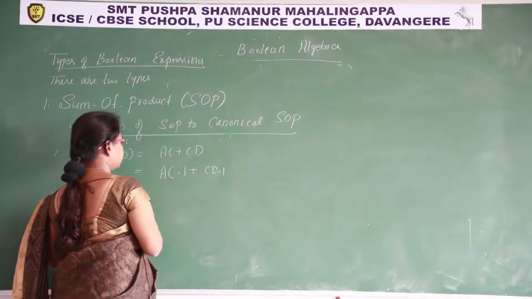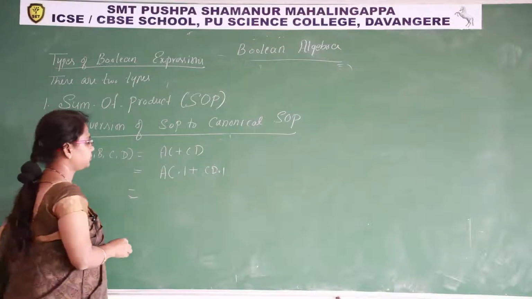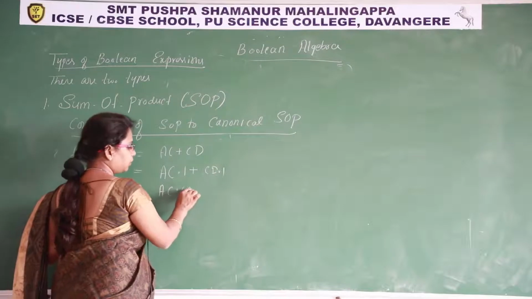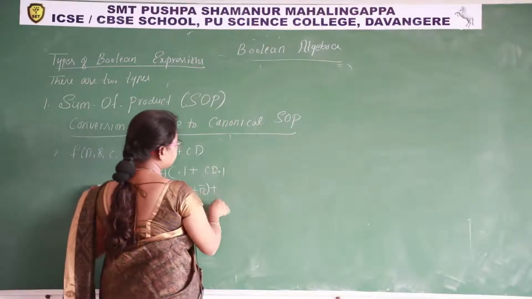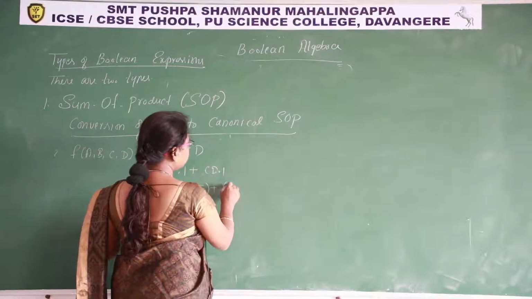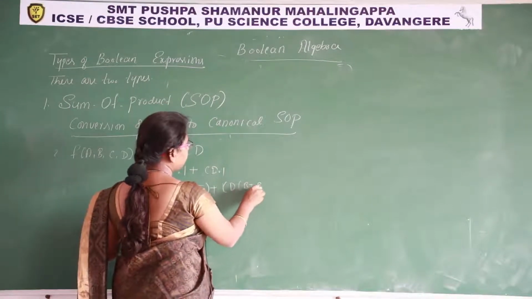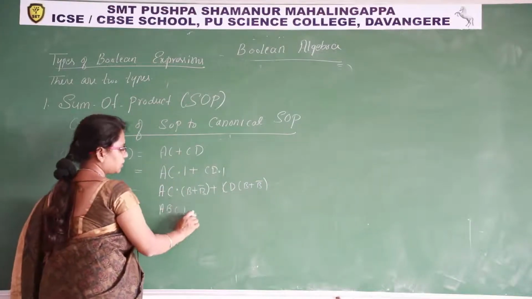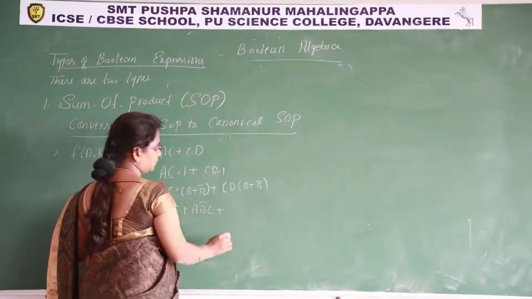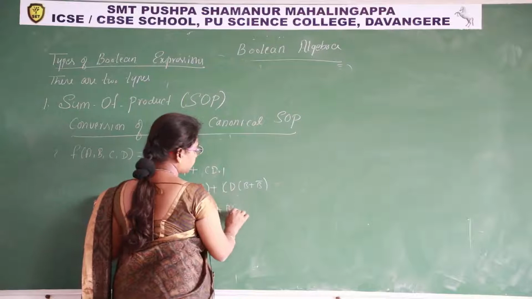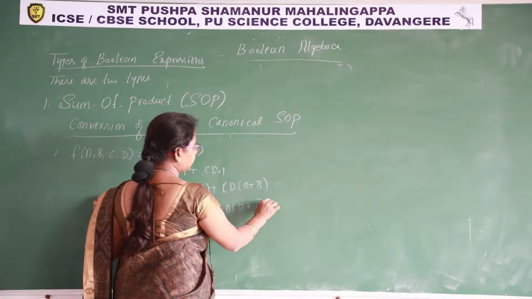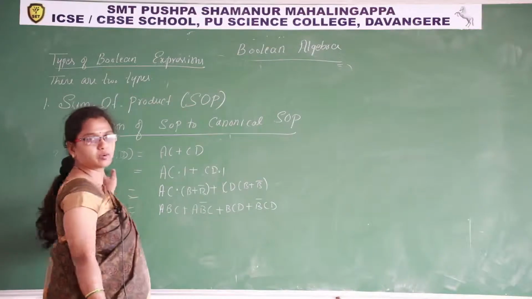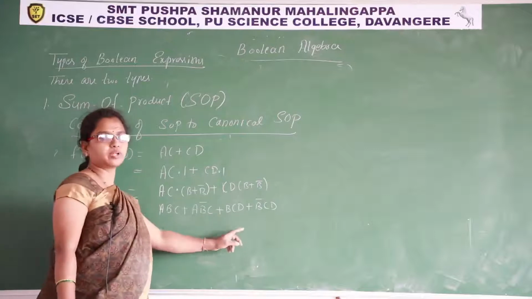Okay, I'll write here. I'll replace the first 1 with B plus B bar: AC into B plus B bar. Here also, CD into B plus B bar. According to the distributive law, ABC plus AB bar C plus BCD plus B bar CD. In whichever order they have given the expression, you have to write the literals in this order only: A, B, C, D, in that same order.